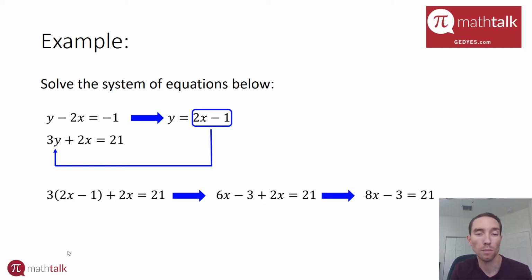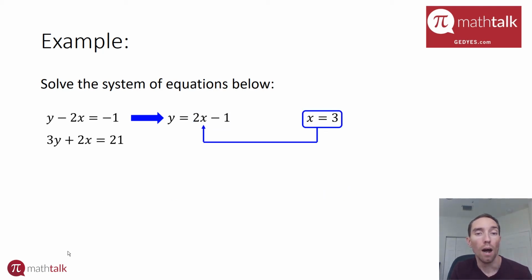So a couple of algebra steps here to solve. I'm going to add 3 to both sides. I get 8x equals 24, and then divide each side by 8 to get x equals 3, which is half of my solution. So I'm going to clear out some of this information so I can make some more room to solve for y now.